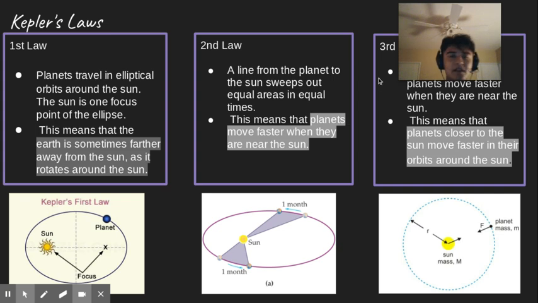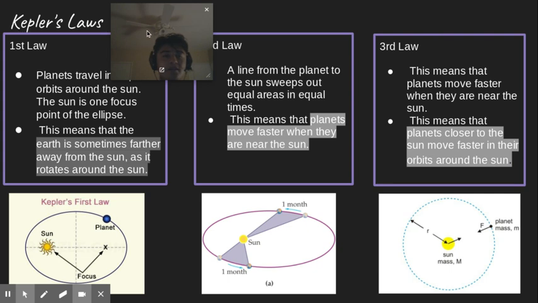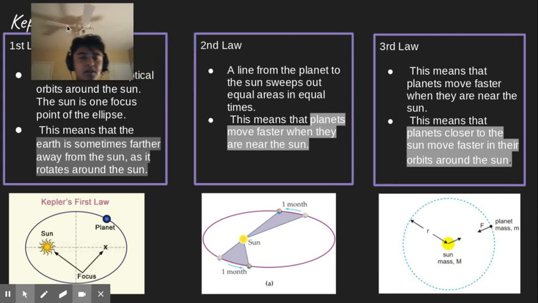And I'm going to be explaining Kepler's laws. So the first law is pretty much that Earth is sometimes farther away from the sun as it rotates around the sun. So in the first picture, you can see the example. Basically, planets travel in elliptical orbits around the sun, and the sun is at one focus of the ellipse.